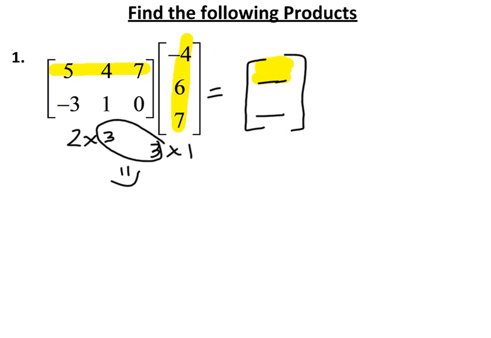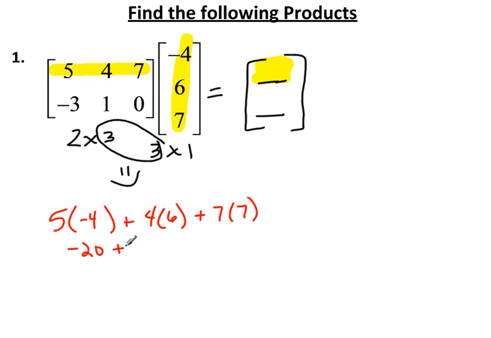So let's think about how we're going to do that. What we do is actually take each entry and multiply it by its corresponding entry. This is the first entry in the row. This is the first entry in the column. Okay, so I'm going to take 5 and multiply it by -4. Plus, now I'm going to take the second entry in the row and multiply by the second entry in the column. 4 times 6. Plus the third entry in the row times the third entry in the column. So I get 7 times 7. So this would be -20 plus 24 plus 49.